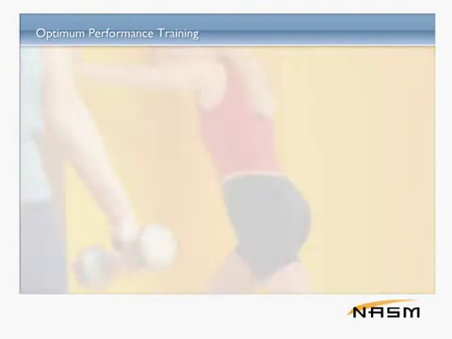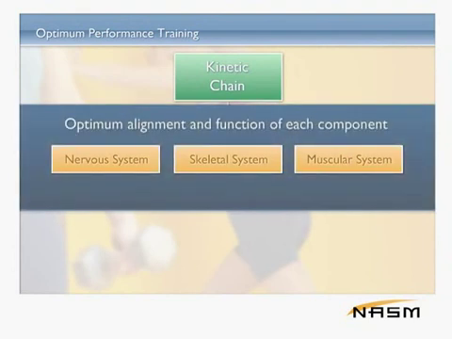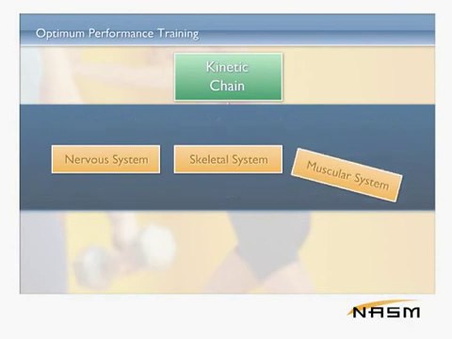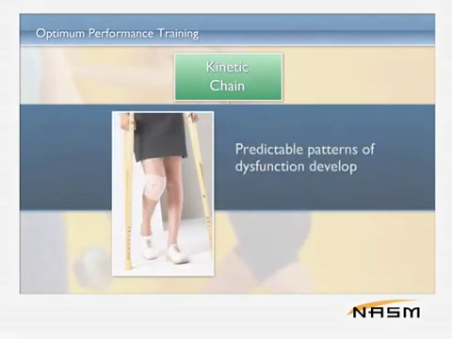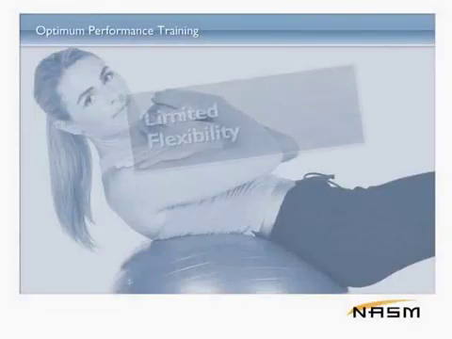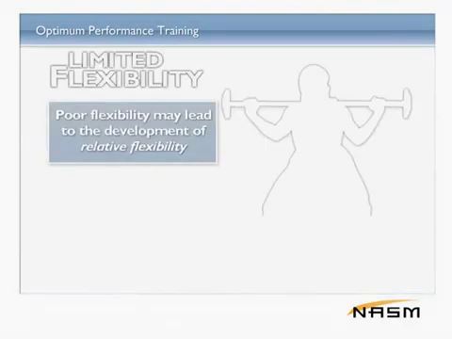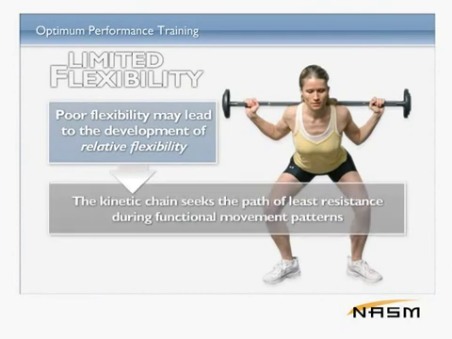As mentioned in earlier lessons, the kinetic chain is comprised of the muscular, skeletal, and nervous systems. Optimum alignment and function of each component of the kinetic chain is the cornerstone of a sound training program. If one segment of the kinetic chain is misaligned and not functioning properly, predictable patterns of dysfunction develop. Limited flexibility. Poor flexibility may lead to the development of relative flexibility, which is the process where the kinetic chain seeks the path of least resistance during functional movement patterns, or in other words, movement compensations occur.